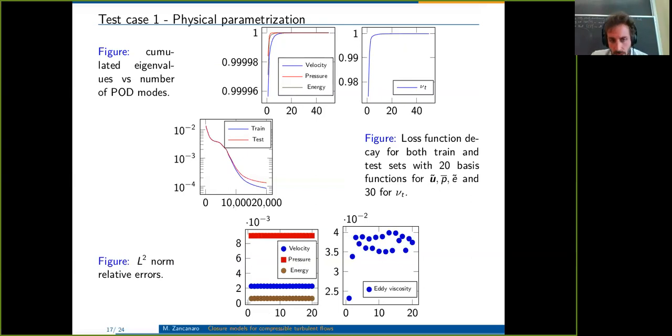And as you may see, they are pretty low. So it means that the method is reliable and is working pretty fine.